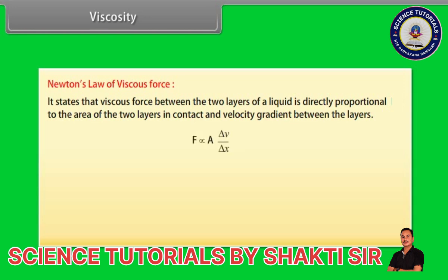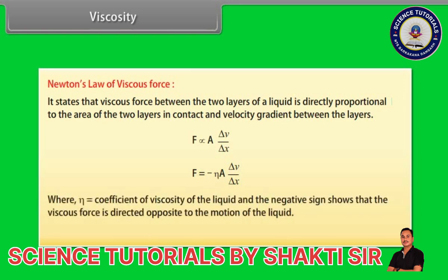F is directly proportional to A × Δv/Δx. This equation can be written as F = -ηA Δv/Δx, where η is the coefficient of viscosity of the liquid, and the negative sign shows that the viscous force is directed opposite to the motion of the liquid. Its dimensional formula is ML^-1 T^-1.